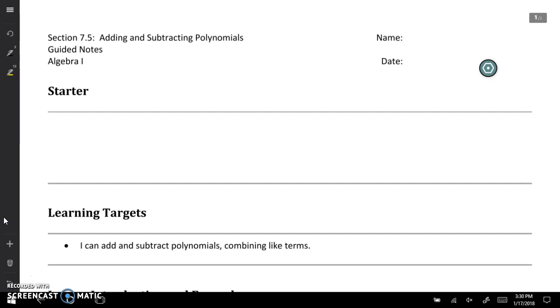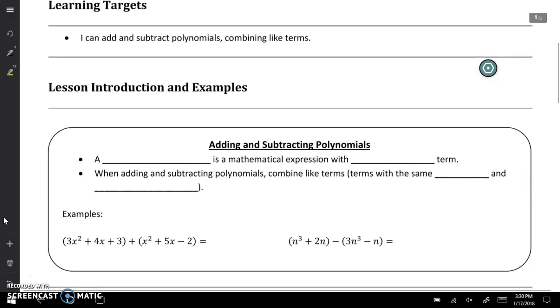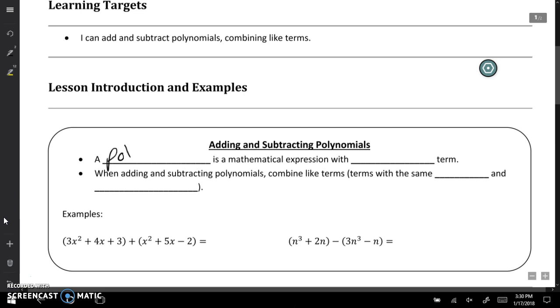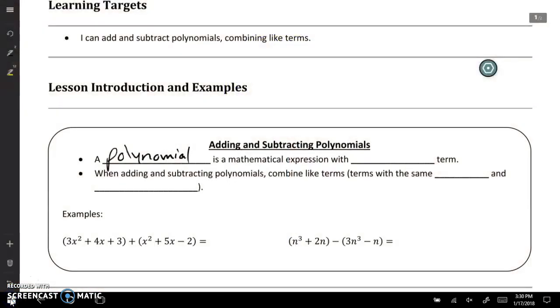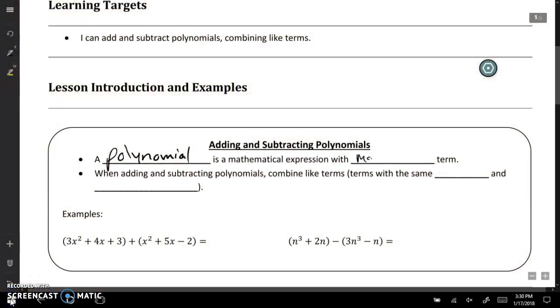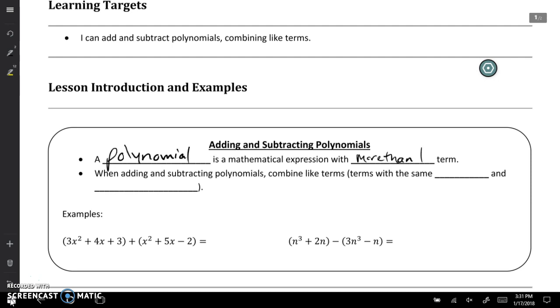So what we did last week and on your quiz was we multiplied monomials. Now we're going to start getting into polynomials, and we're going to start with adding and subtracting them. So very first thing, a polynomial is a mathematical expression with more than one term. Remember, one term is a monomial, so a polynomial has more than one.